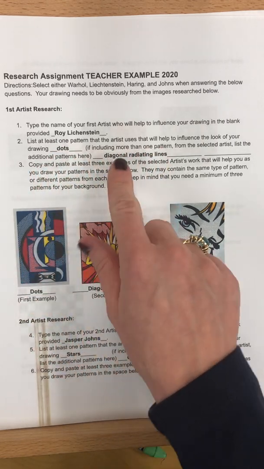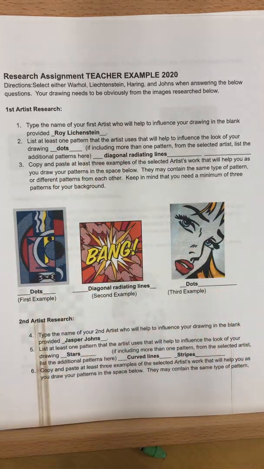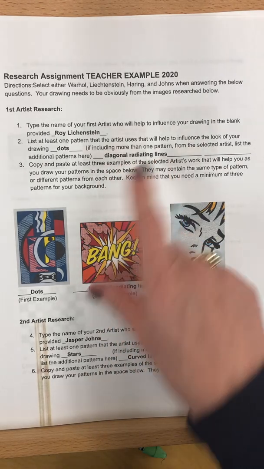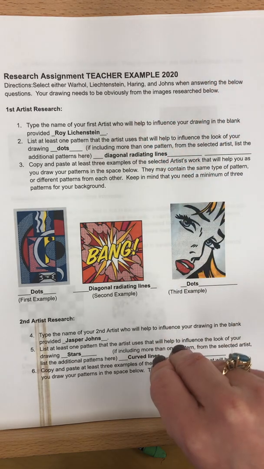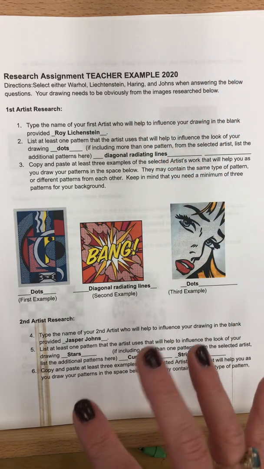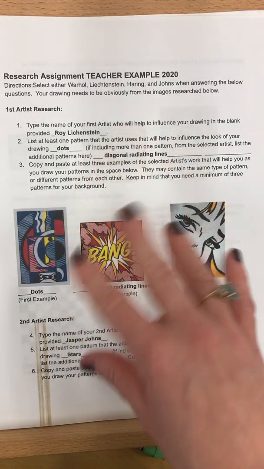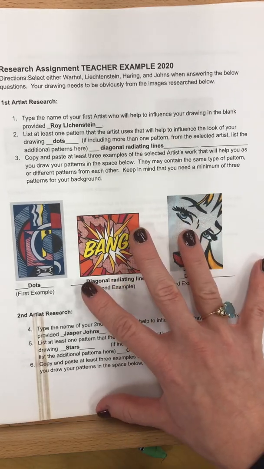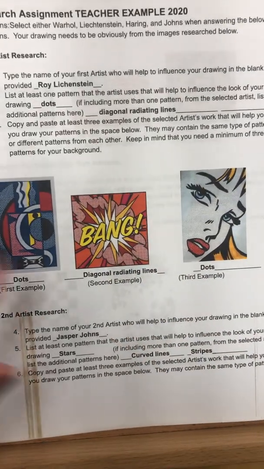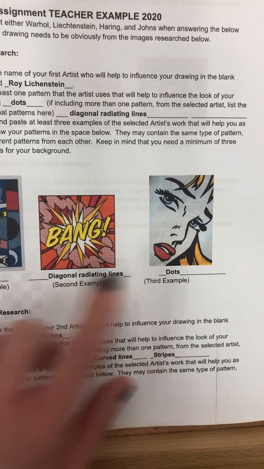Now optionally, if you want to add another pattern that Lichtenstein did that will help to influence you, I had put diagonal and radiating lines. The main thing to know before we totally get into this is that you need to have at least 3 different patterns on your drawing. So when you consider that on one of these artists, and you're going to be researching 2, you're going to have more than 1 example of patterns. So if you look at mine below, I have dots here, and then I have the diagonal, the radiating lines here, and then I have another example of dots here.